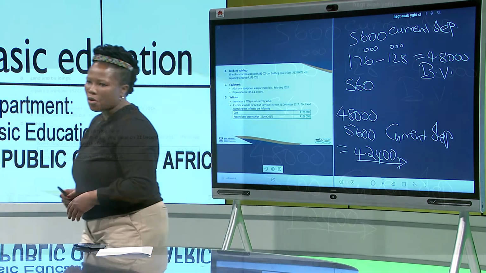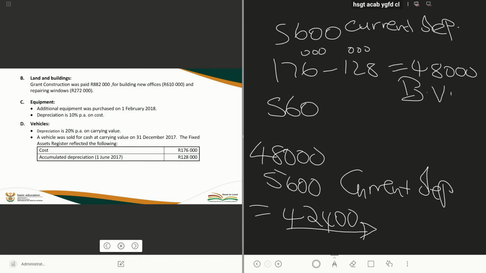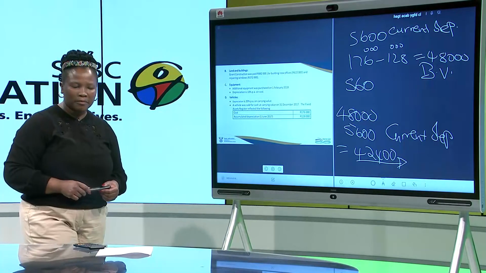Remember that in your note number 3, you won't be able to record any profit that has been generated through the sale of assets, because we are looking at note number 3 for today.